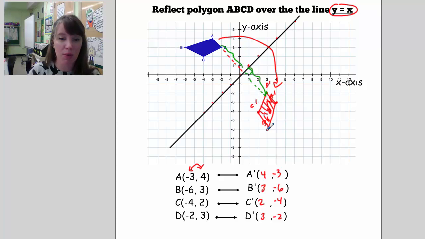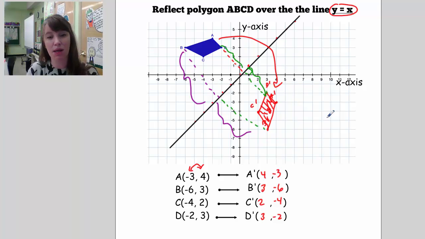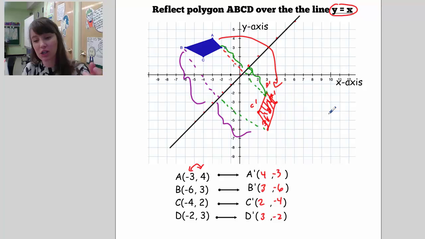Likewise with B, if I were to measure the distance from B prime to the line of reflection here, and then I were to measure the distance from B to the line of reflection, these distances would be the same, because that's what a reflection does. It maintains those distances that the vertices are from the line of reflection. It just flips it around the line of reflection.